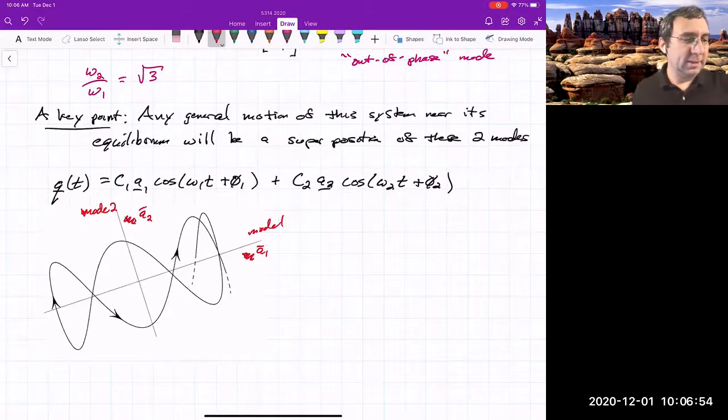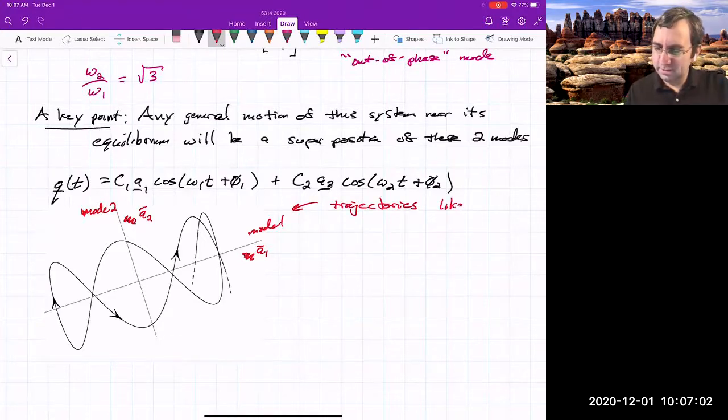And these trajectories are called, does anybody know? It's got a name that starts with L.